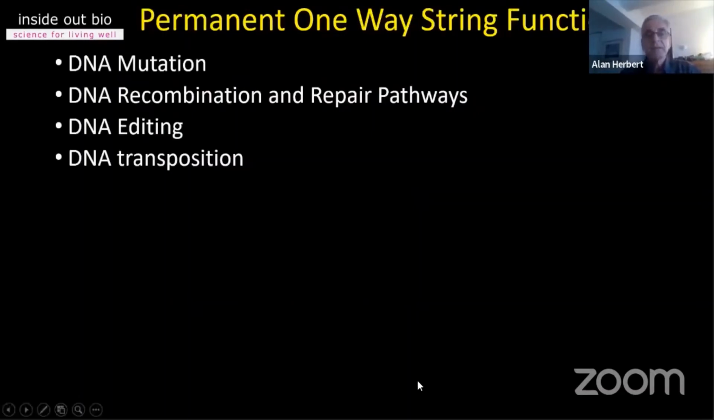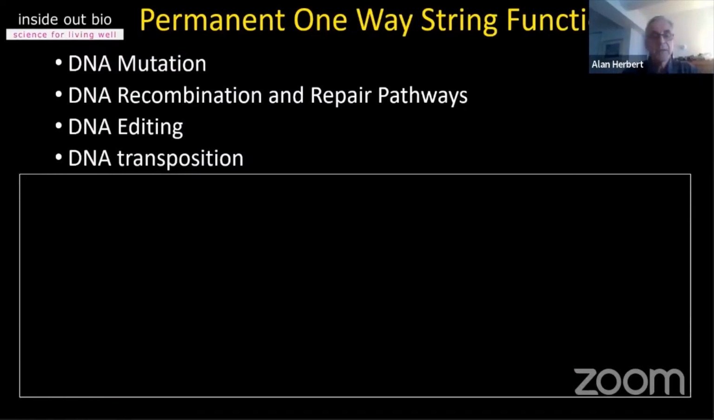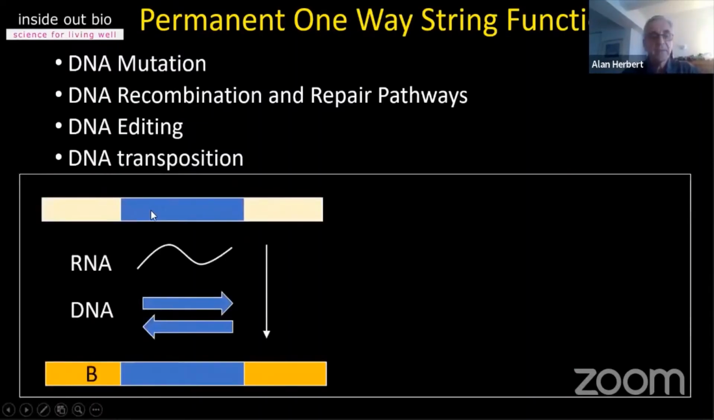So most of the string operations that are done are pretty well characterized now. You know, there's clearly DNA mutation, recombination and repair pathways that are error prone. There's DNA editing, much similar to the RNA editing that Sasha described. And there's also DNA transposition. So generating new strings within a genome can occur by transposition quite frequently.